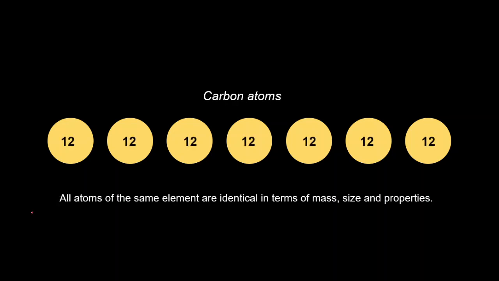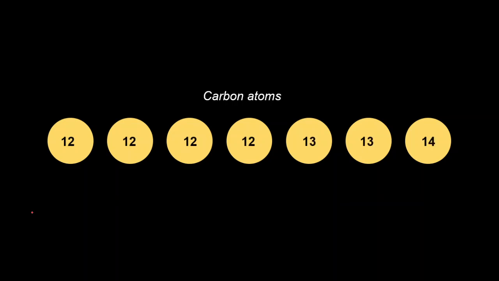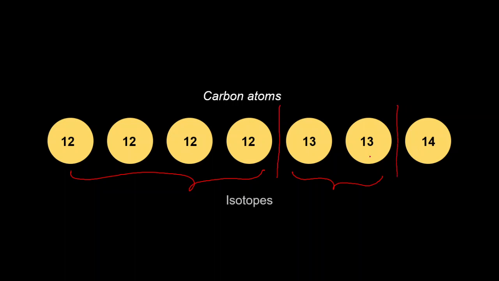And after several years, scientists discovered that this is not actually true, because an atom of the same element can have different mass. For example, most of the carbon atoms are actually carbon 12, but some carbon atoms have a mass of 13 and some have a mass of 14. So again, these are all carbon atoms, and as you observe here, they are not all identical. They have different masses.